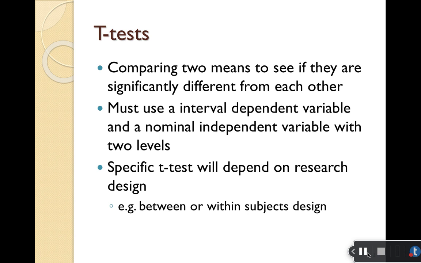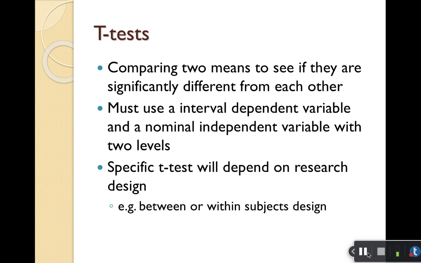So a couple of points about our t-tests. And this is why we've really been hammering this idea of independent and dependent variable and different units of measurement up until this point. Because a t-test must have an interval dependent variable, something you can take the mean of. So something like salary, IQ, height, weight, job satisfaction scores, personality traits. It has to be something that we're able to take the average of.